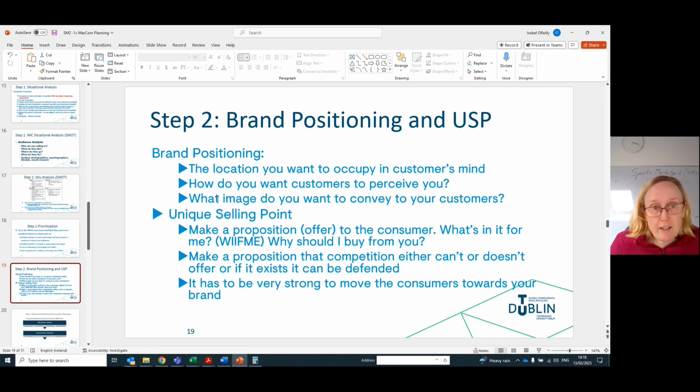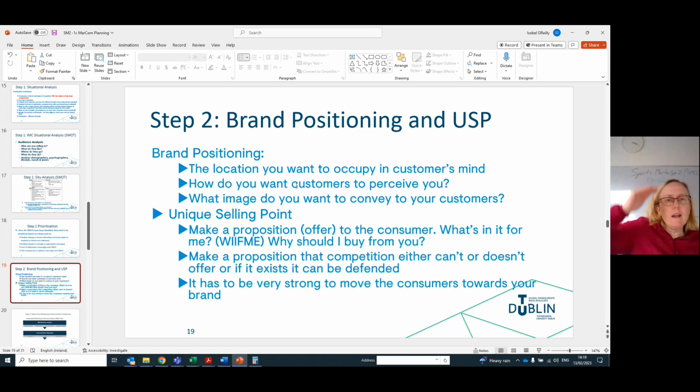Now, finally, moving on a step, step two, brand positioning and USP. So brand positioning: what do you want the customers to think about when they think about your product? When they're comparing our product to other products on the market, where do they sit in terms of value for money or reliability or expertise, all that sort of thing? So when you take various characteristics that are important to our customers, where do we slot in?